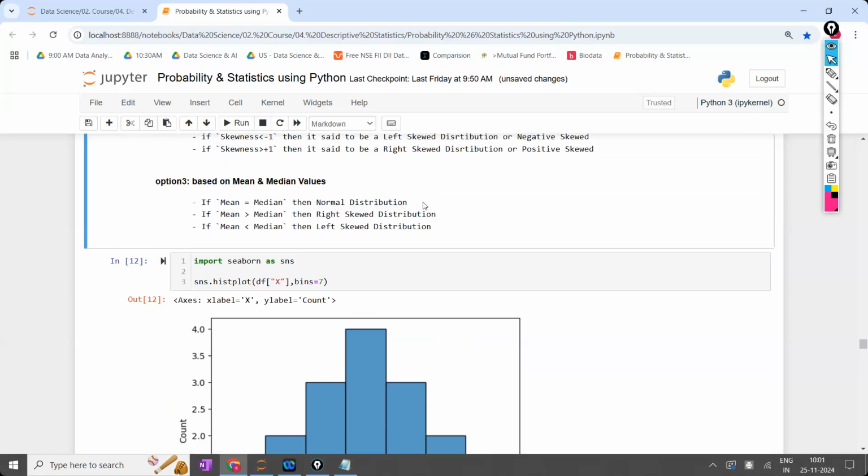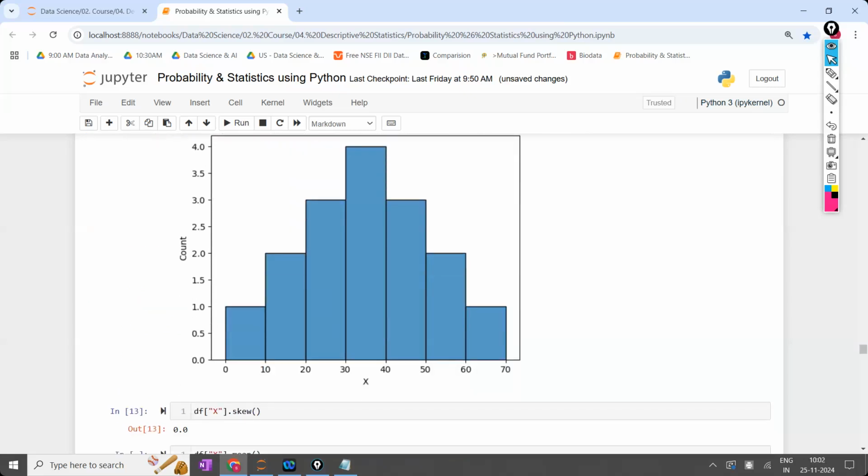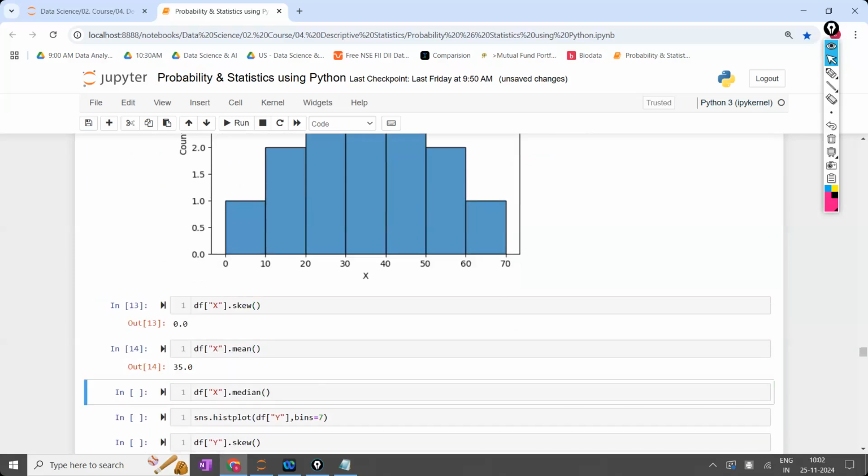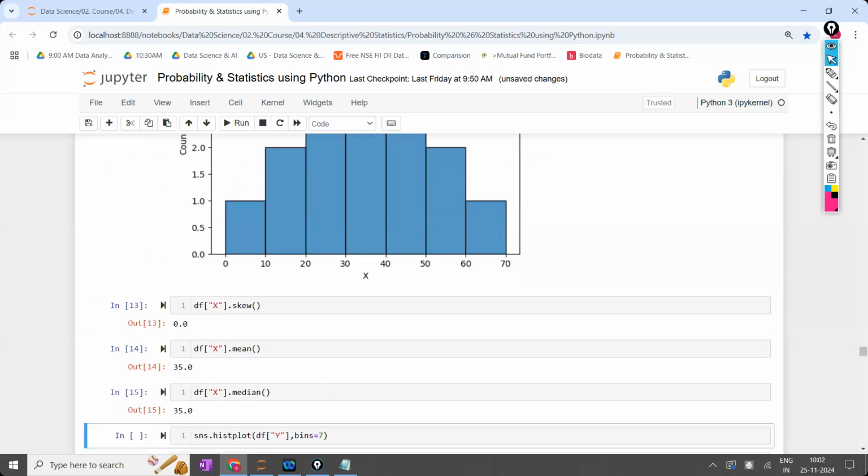If the mean and median are also the same, it is a normal distribution. For normally distributed data, the mean and median will be the same. There will be no difference. So since it is normally distributed, the skewness is 0 and the histogram says it is a perfect normal distribution. Let us cross check with the mean and median also. The mean value is 35, the median also 35. If your mean and median are both the same, it is called a normal distribution.